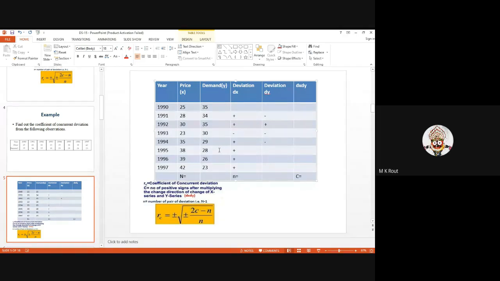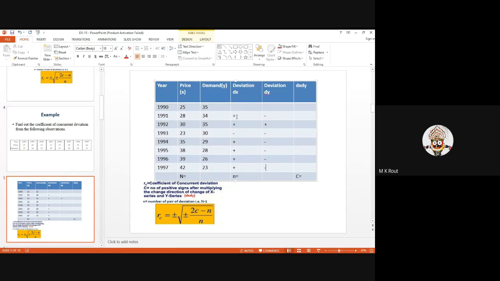If you move to the next one, again negative. Your 28 minus 29 is also negative. 26 minus 28 is also negative. And the last one is also negative. Is it clear? Yes, sir. Okay. Moving to the next part, then calculate dx and dy.